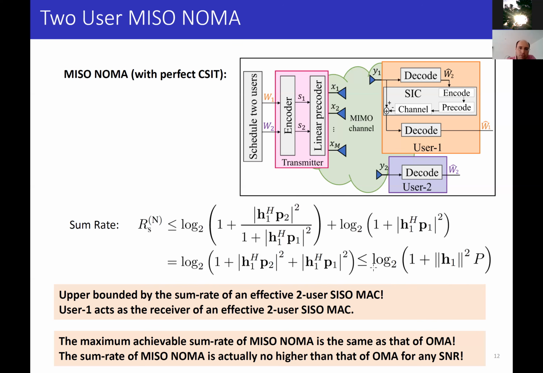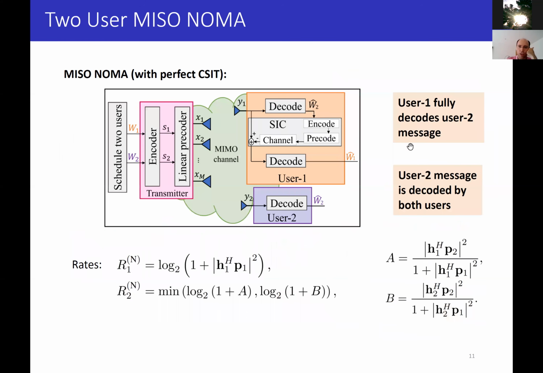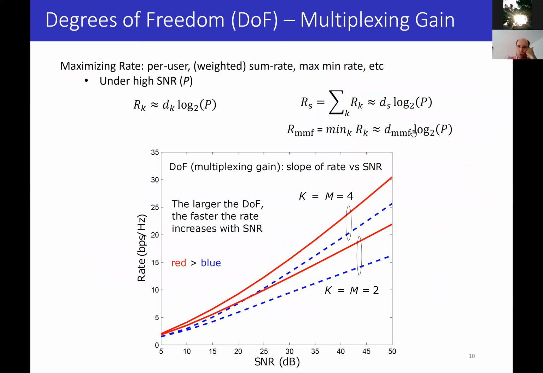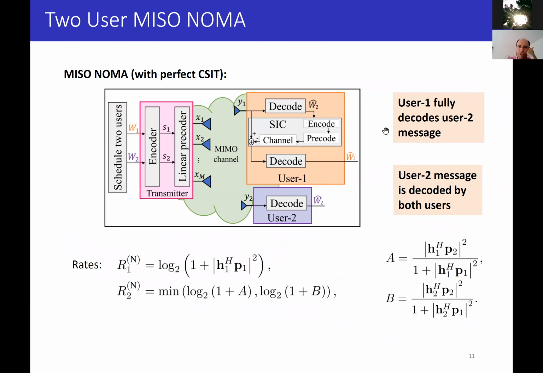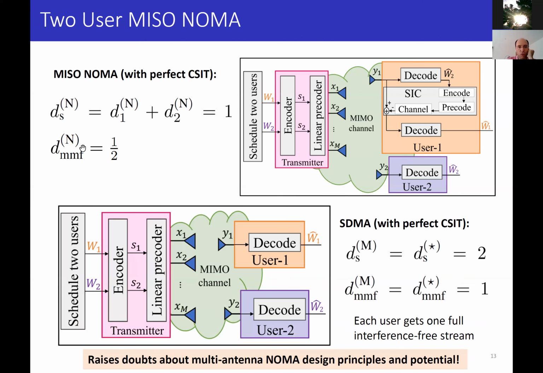Right, so how can we compare this with SDMA? Just as a summary, I said that we have 1 degree of freedom here, so our sum DOF will be equal to 1. And so we can calculate the max-min fair DOF, which would be the slope of the minimum rate among the two users. And we can show easily that the best max-min fair DOF would be equal to half. Essentially, the sum DOF would be split equally among the two users.